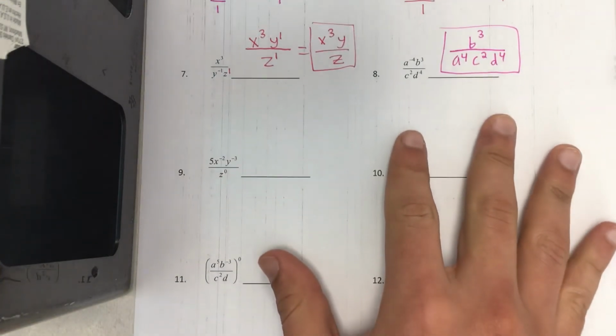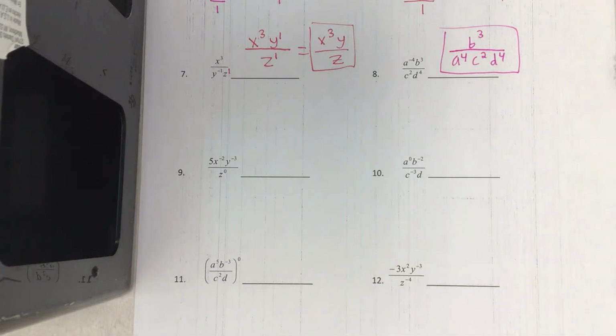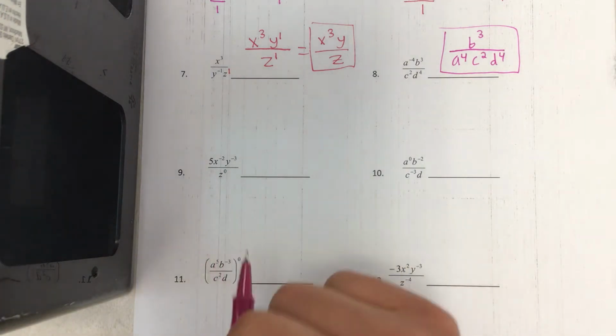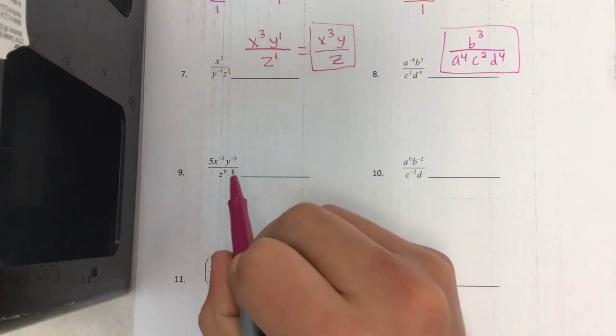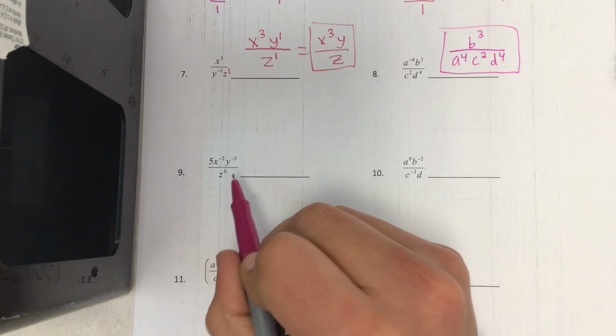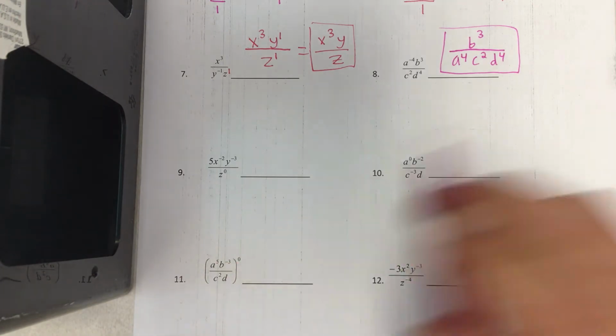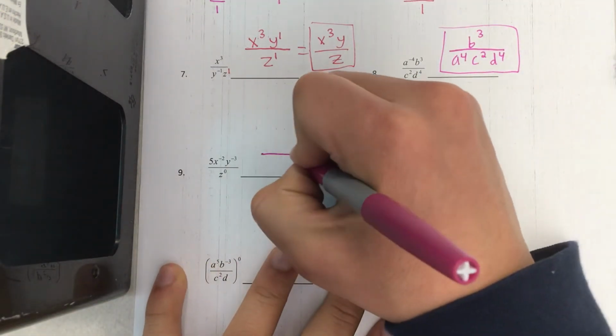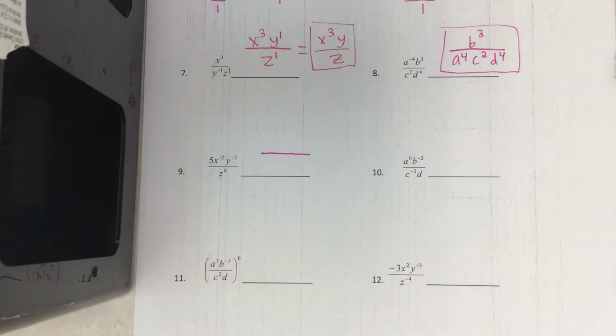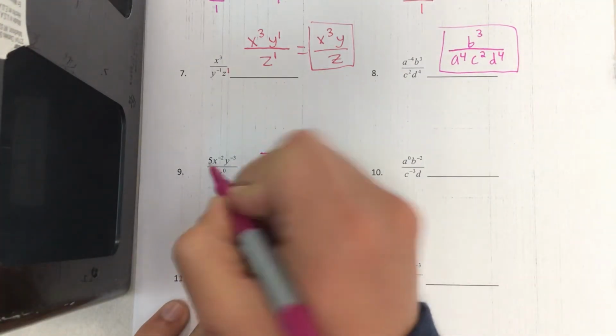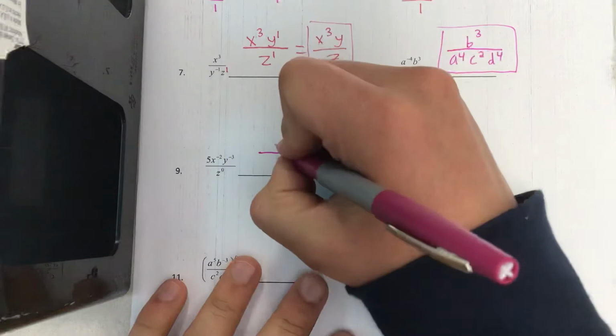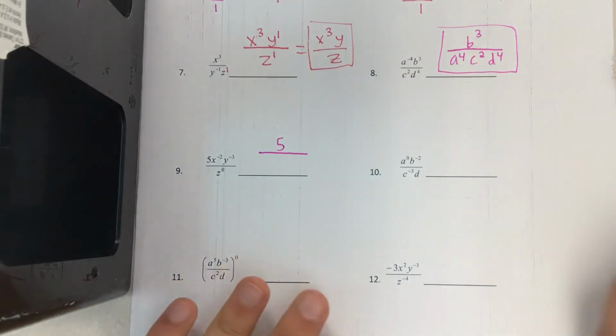Moving on up. Number 9, okay, so number 9, I have 5x to the negative second, y to the negative third, over z to the 0, okay? So it's a little weird. So let's do our fraction bar, and let's go term by term. So I have 5, right? It's positive 5. It's a regular old 5. I'm going to keep that there, okay?